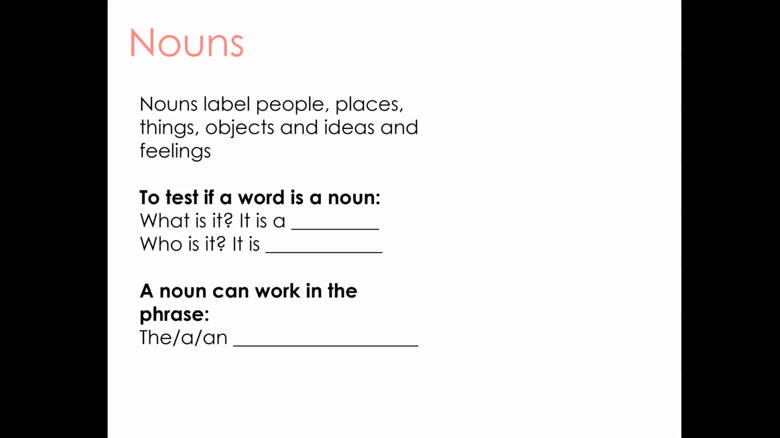Another way to test this would be to ask the question, who is it? Okay, it is Mum, for example. Okay, it is my sister. A noun can also work in the following phrase. We can use the determiner the, a, or an. So we might say the car, a dog, an apple.